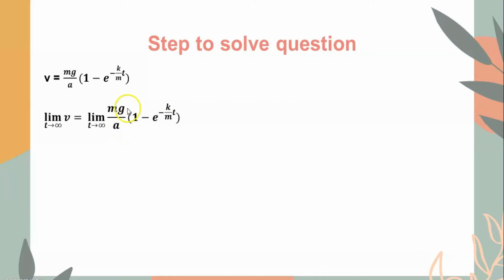As we know, mg over k is a constant, so we put mg over k in front of the limit as t approaches infinity. Then we put the exponent in the denominator because we want to make the power positive.